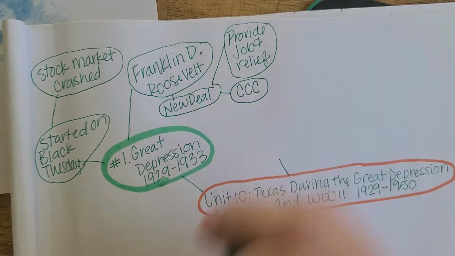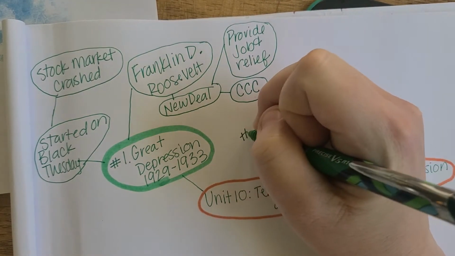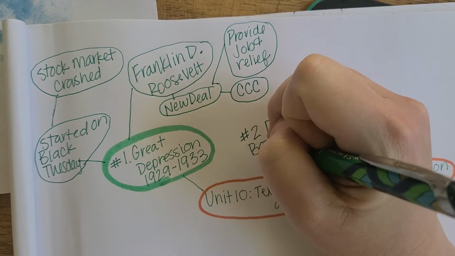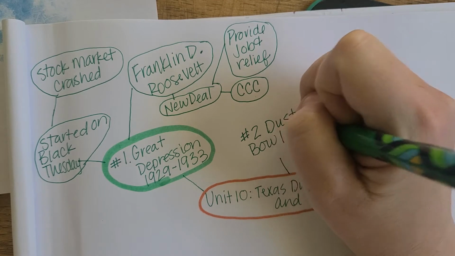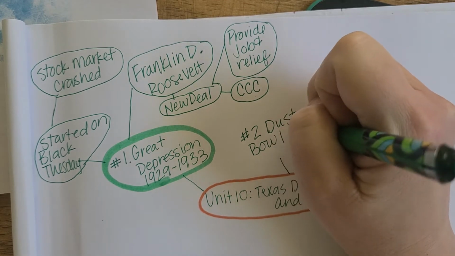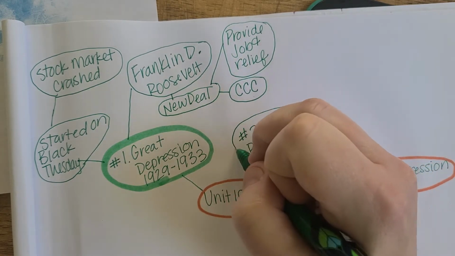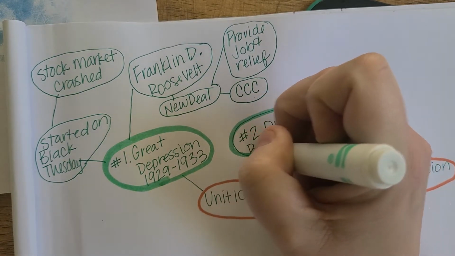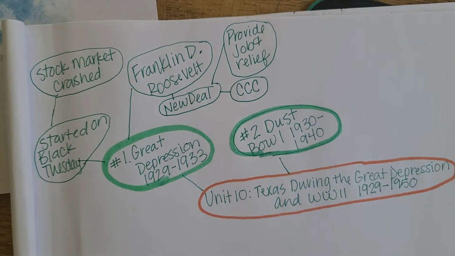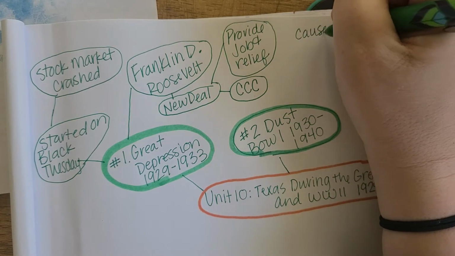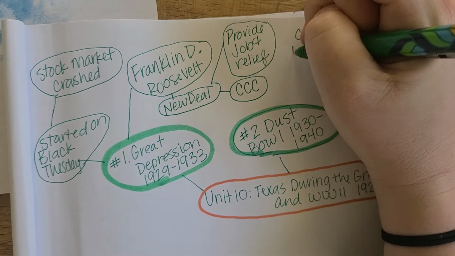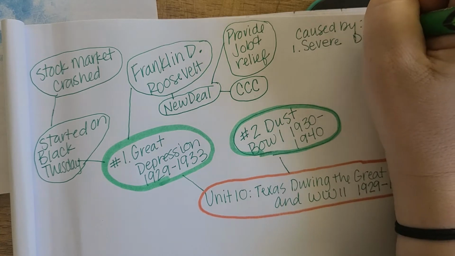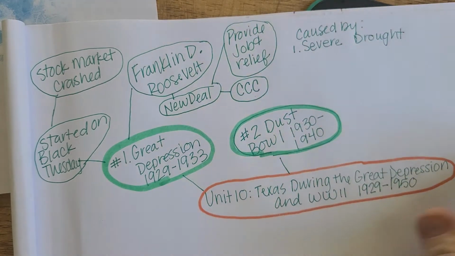Our next topic, number 2, is the Dust Bowl. The Dust Bowl lasts from 1930 to 1940. Oh, I should have circled that in this color because that's a major event. Okay, a couple things that I need to tell you about this is that it was caused by 3 things. Number 1, an abnormally severe drought. That's when it doesn't rain for a long period of time.